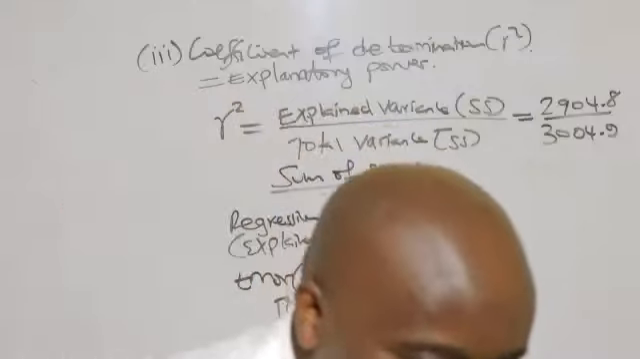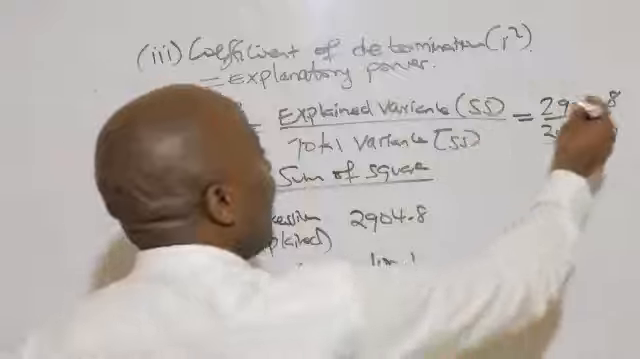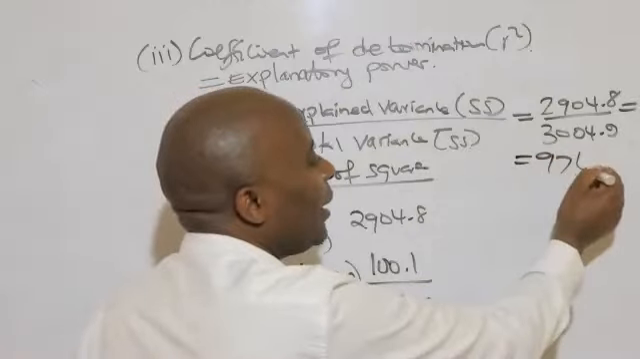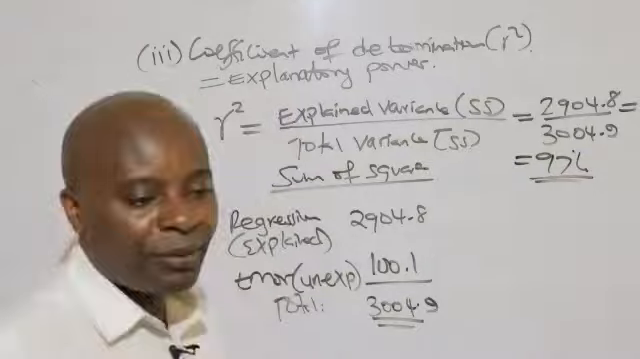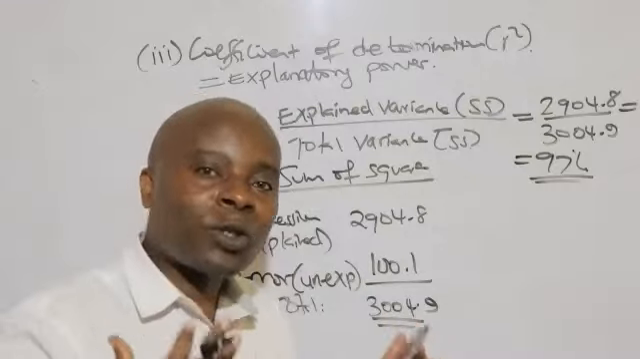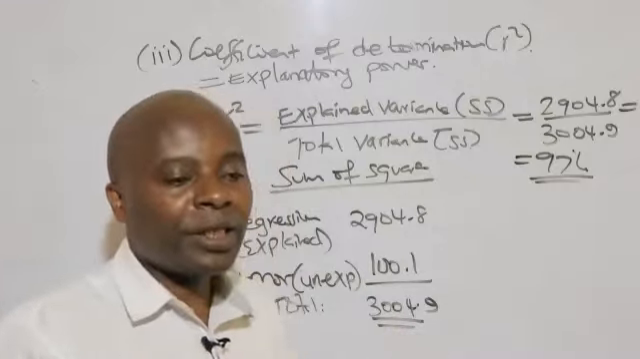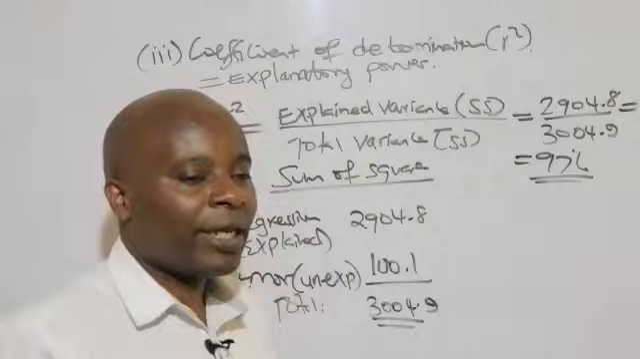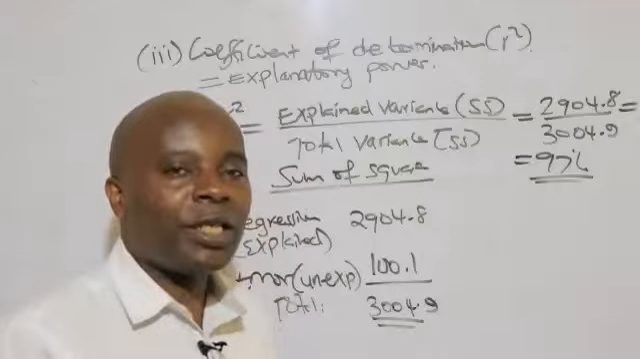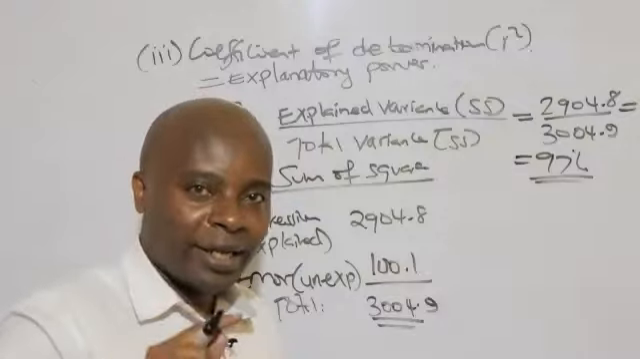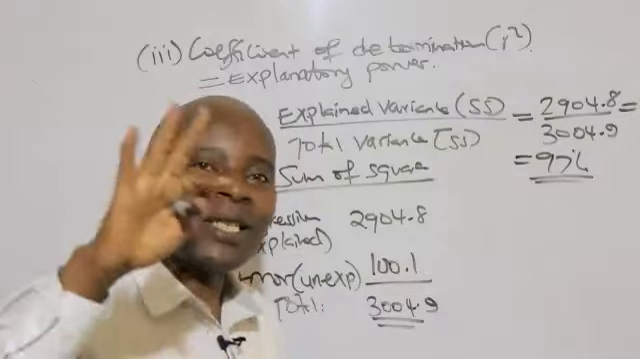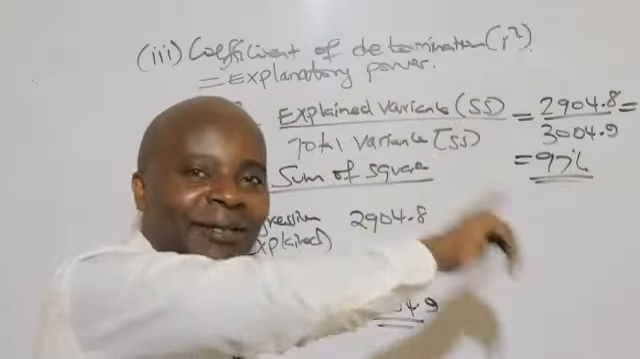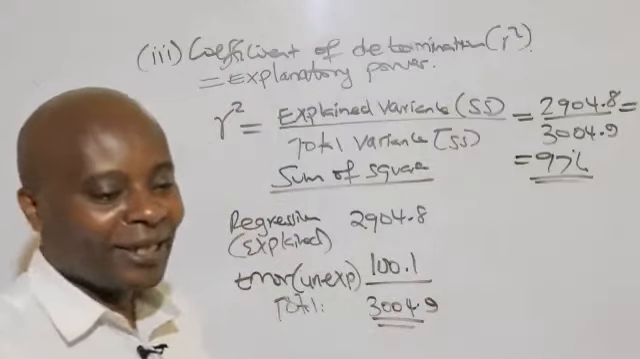Somebody is telling me 97%. So 97%, this means a perfect what here? This means a perfect model. It means, ladies and gentlemen, a model that is very good for purpose of prediction. 97% is excellent. In terms of explaining changes of the response variable y, this model is very good. It's only 3% which cannot be accounted for by this model. 3% is neither here nor there.